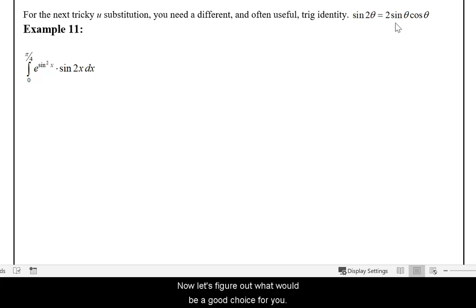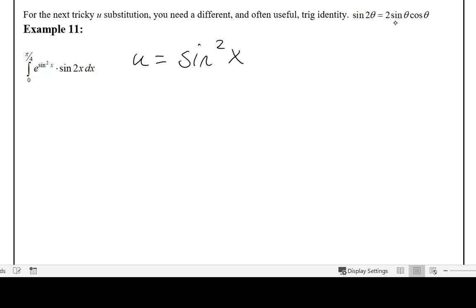Now let's figure out what would be a good choice for you. The most complicated part of this whole thing is the exponential. And the exponential has a power, and the power is the right place to find u. In this case, it looks to me like maybe u should be the entire power. Remember, don't dive too deep in looking for u. Don't go to the innermost function, go down one layer. That means I'm going to make u be sine squared of x. The derivative will then involve chain rule.